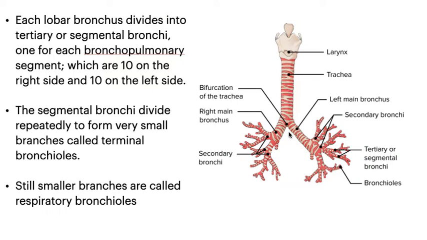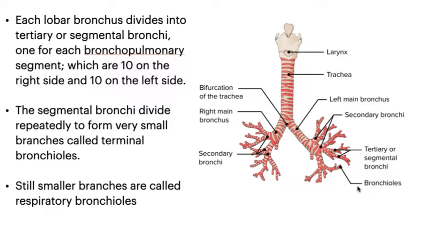Each lobar bronchus, the secondary bronchus, divides into tertiary or segmental bronchi, one for each bronchopulmonary segment. There are 10 on the right side and 10 on the left side. The segmental bronchi divide repeatedly to form very small branches called the terminal bronchioles.